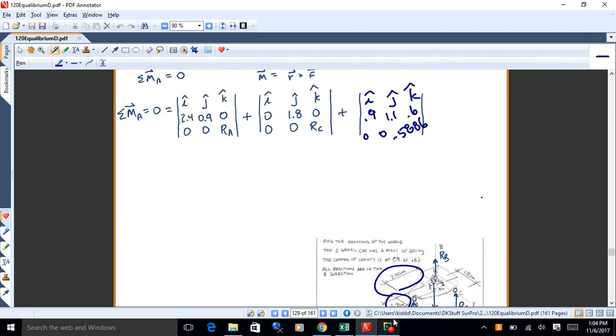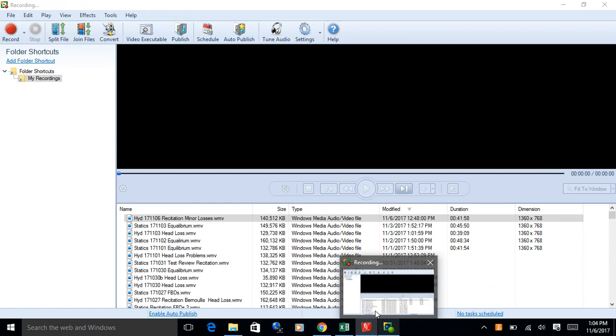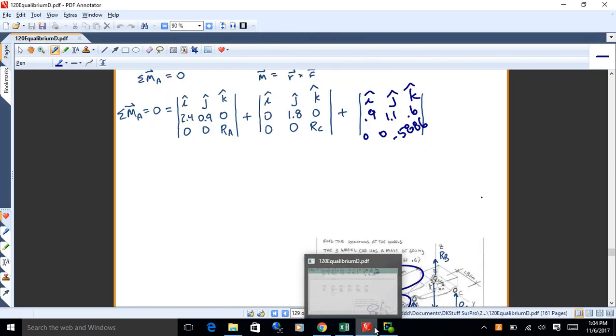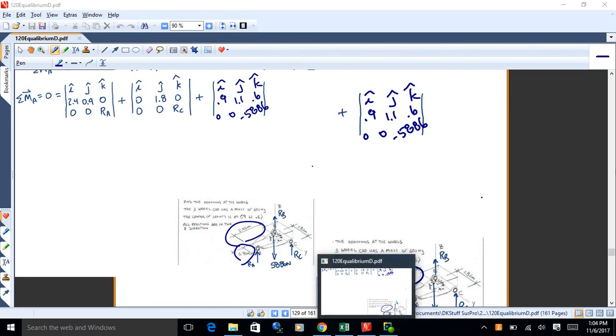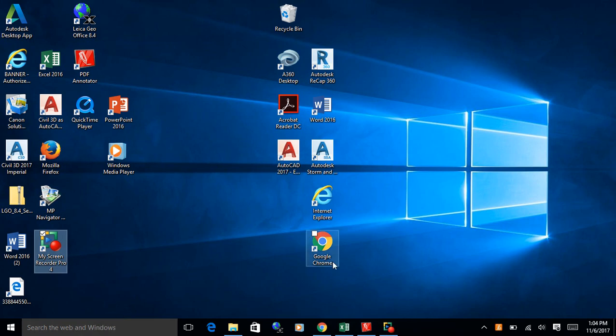Now, the other way to do it was to do a vector approach, and as I just mentioned there, I don't know what's going on here at the moment.